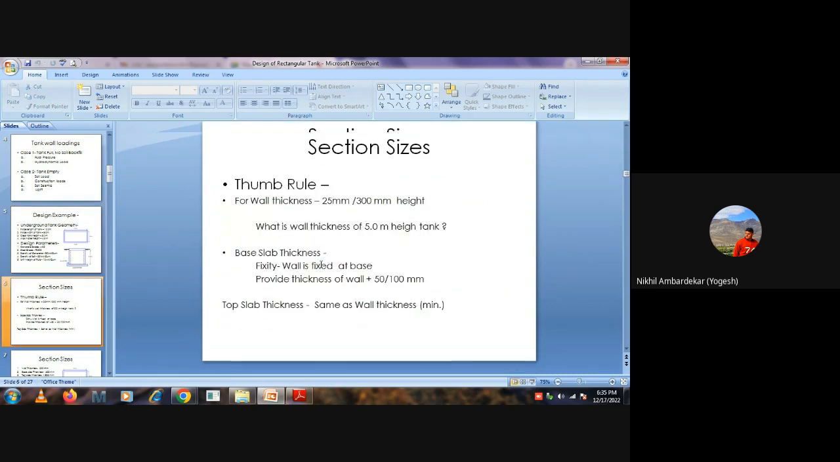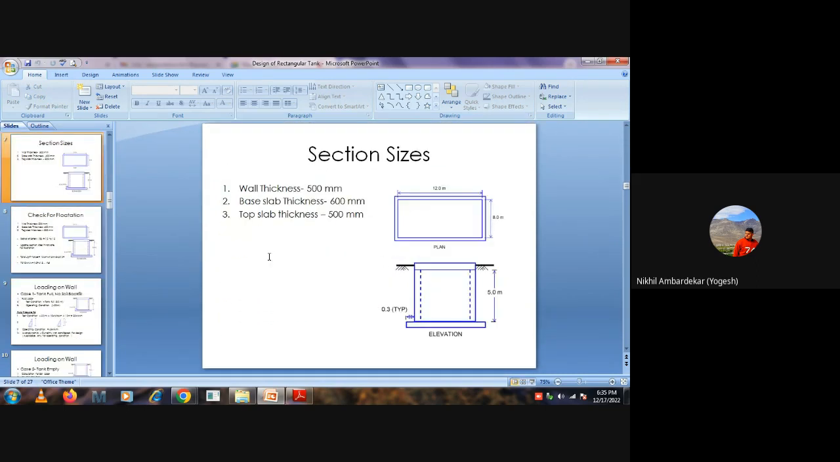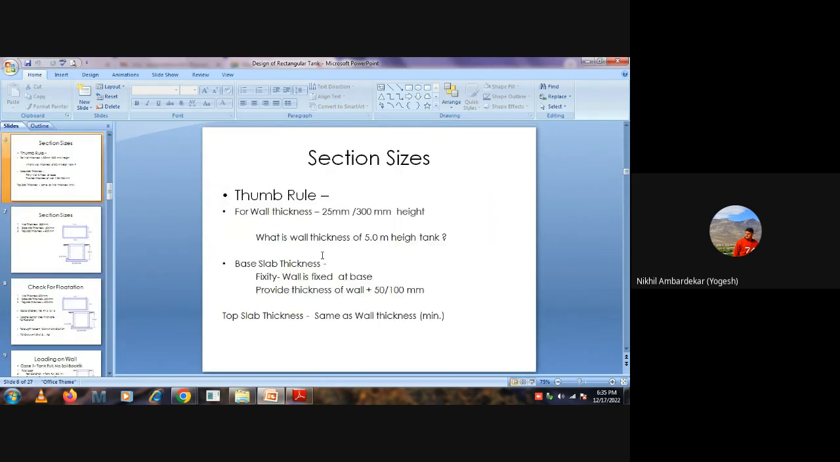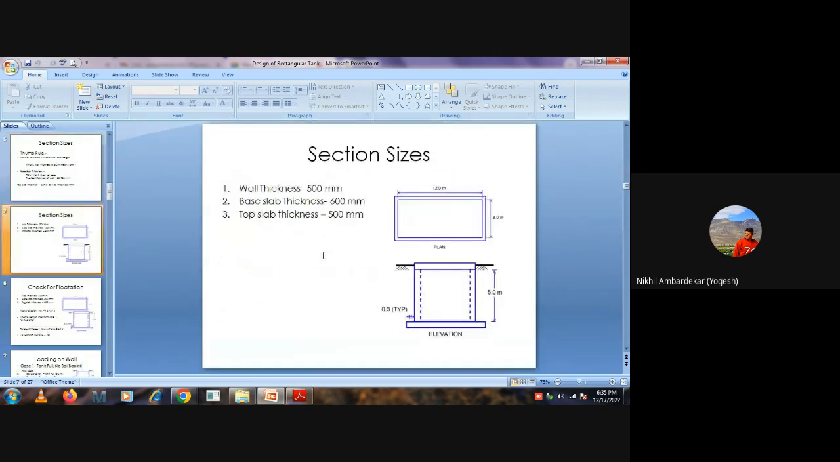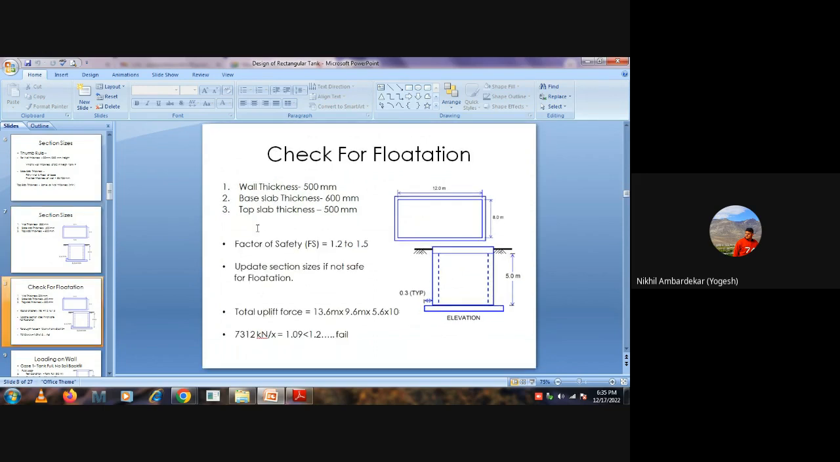After that we also calculated some loadings. Based on the thumb rule, the wall thickness is somewhere around 500 thick. Base slab is 600, and if there is a top slab, that can be assumed as 500 thick. So first our check will be for the assumed wall thicknesses.